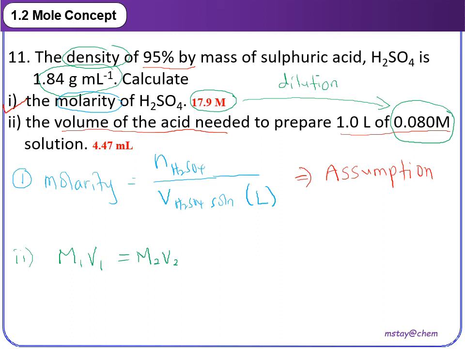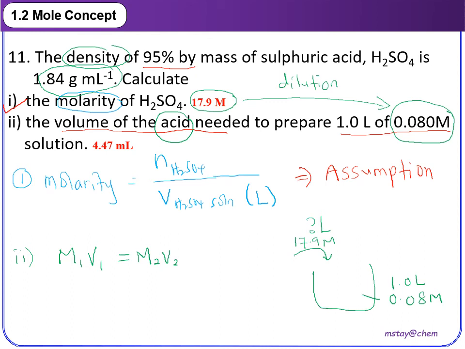H2SO4, concentrated H2SO4, okay, this is 0.08 molar of 1 liter sulfuric solution. And then how many of the acid? Okay, so you just need to add a small amount of the concentrated sulfuric acid into a container. Then you will add up the water up to 1 liter so that you will get 0.08 molar.